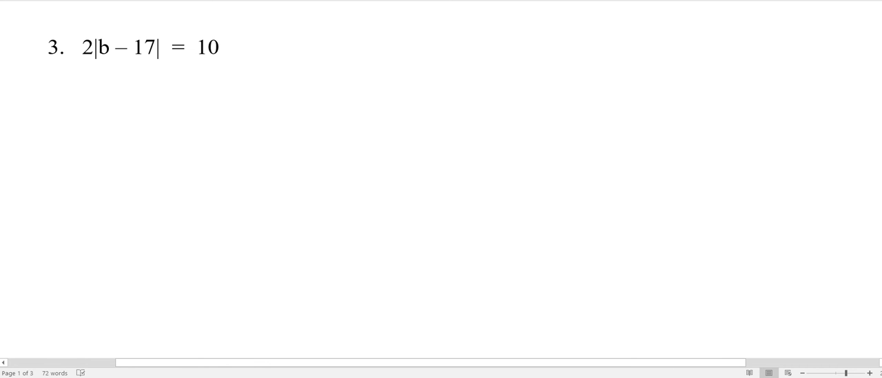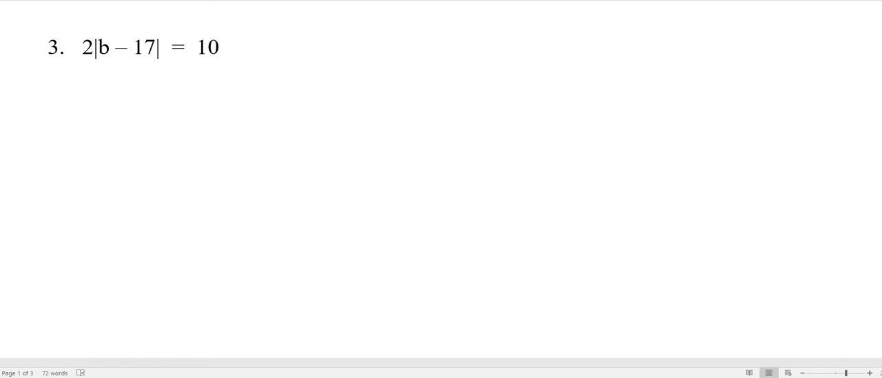This one's a little different. We've got a 2 out in front of the absolute value sign. So the absolute value of b minus 17 is being multiplied by 2, and that's equal to 10. Think about what we might do first. See if you can come up with a guess of what we might do first to make this work just like the other problems we have already worked.